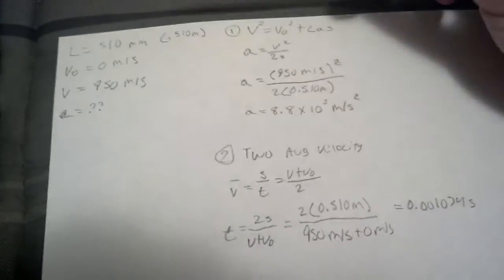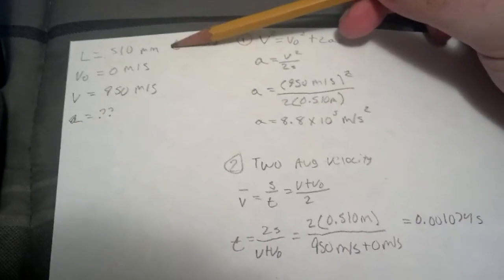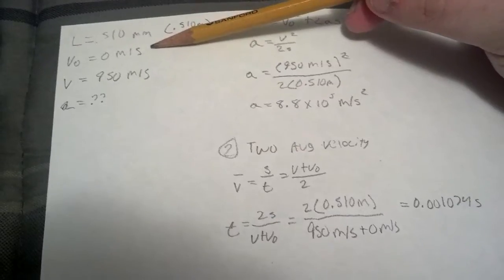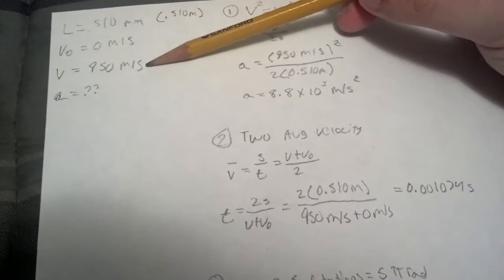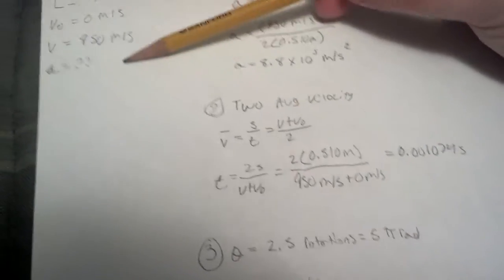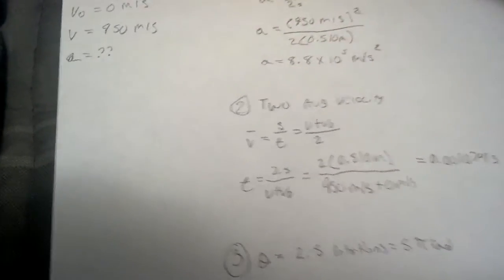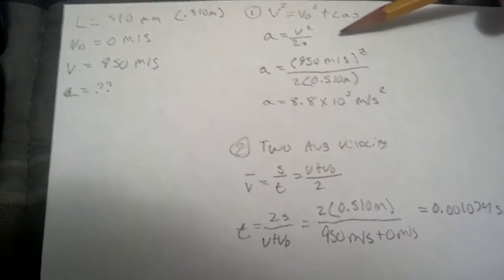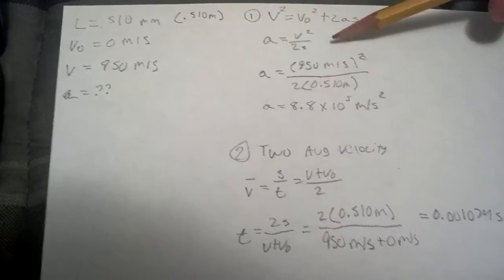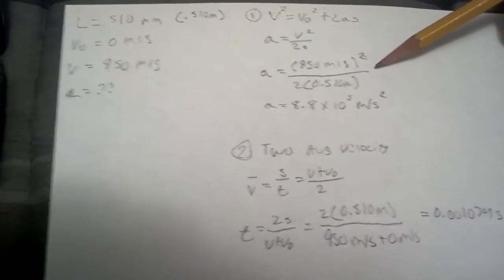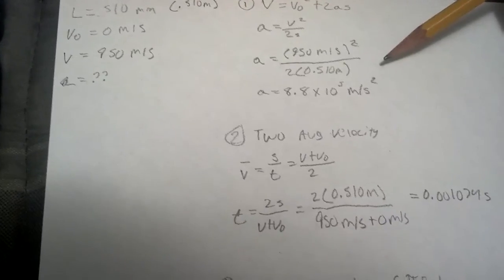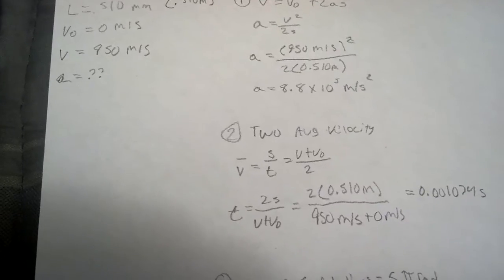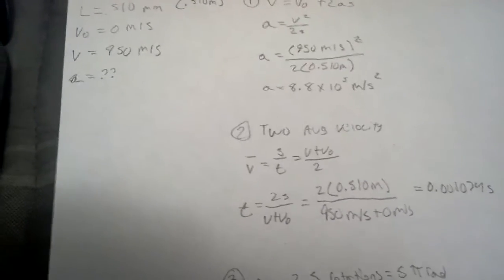Alright, in this problem, I went ahead and listed the knowns, which was the length of the barrel, and I converted that into meters. And then our starting velocity, our final velocity, and then we're trying to find the translational acceleration. Alright, so in order to do this, I selected this equation, and then derived it to here, and then I simply just plugged in the numbers that we were given, and found the acceleration to be 8.8 times 10 to the 5 meters per second squared.